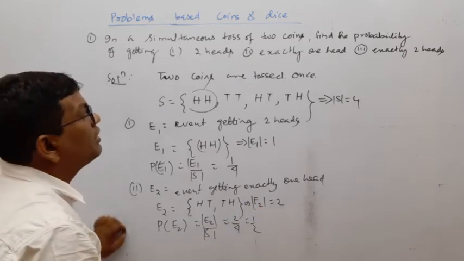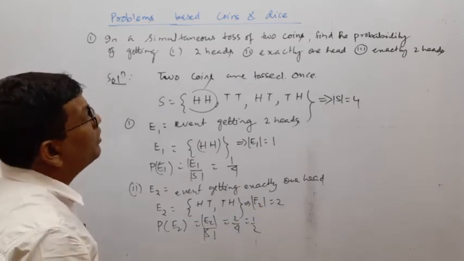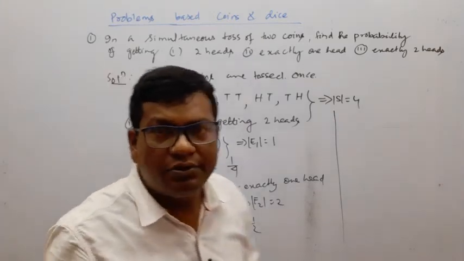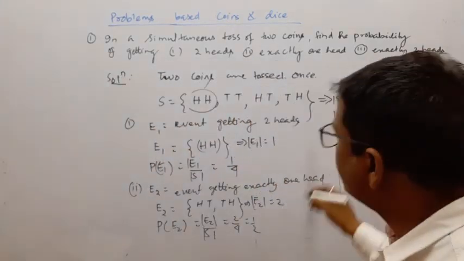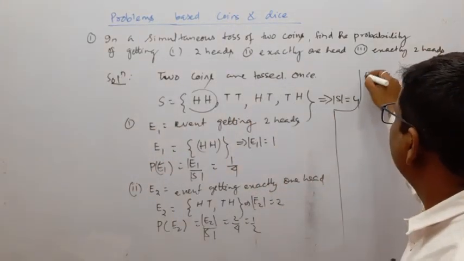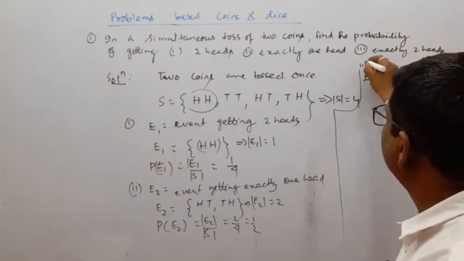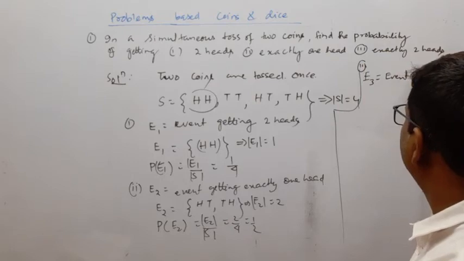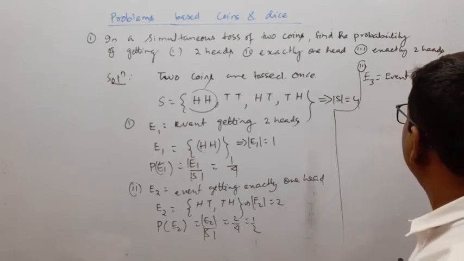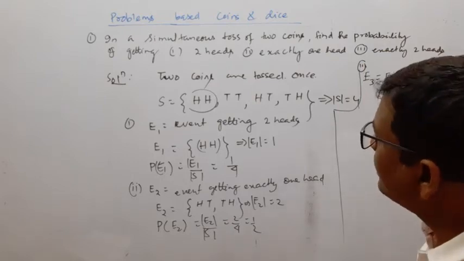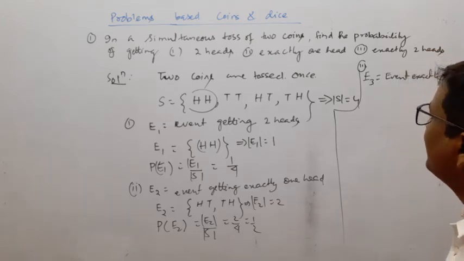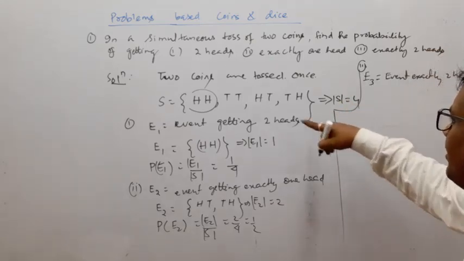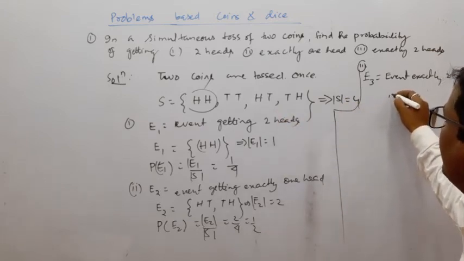Now the third one is exactly two heads. E3 is equal to the event of getting exactly two heads. What is exactly two heads here? Exactly two means a single outcome, that is HH.